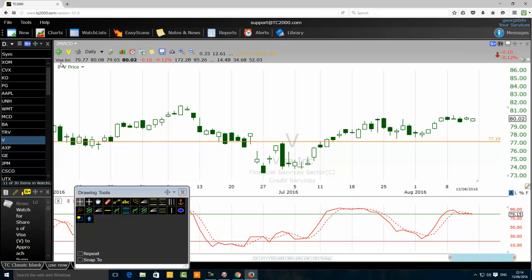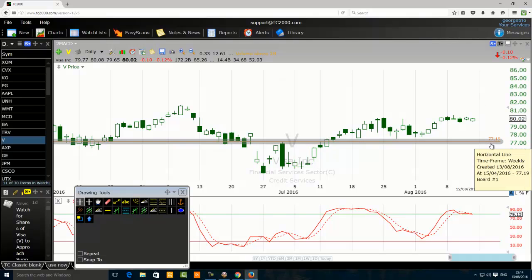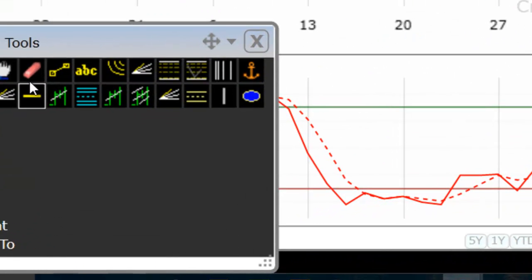The next financial instrument that we are looking at is Visa. You use a credit card, Visa Incorporated, ticker V, V for Victor. For Visa, we have the short-term equilibrium price level at 77.19.